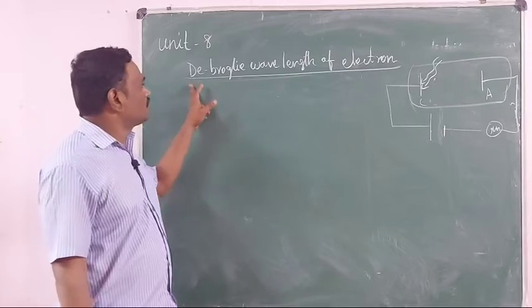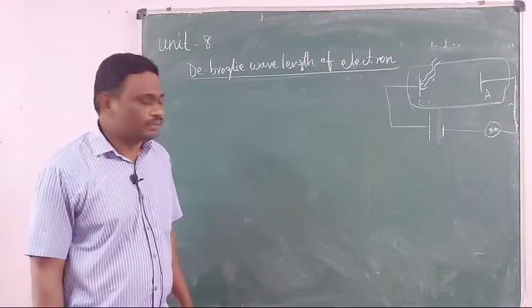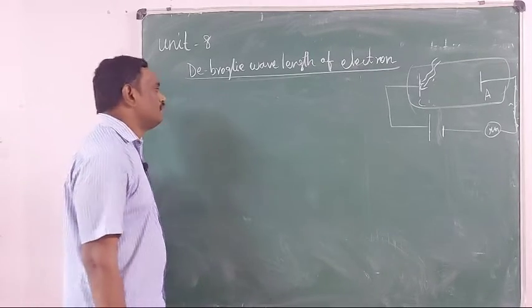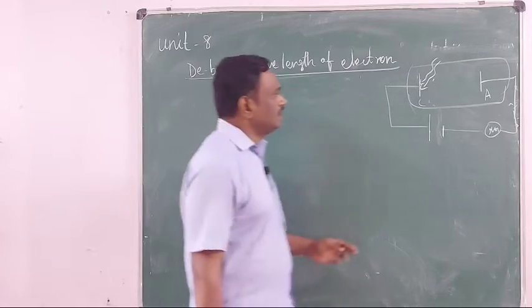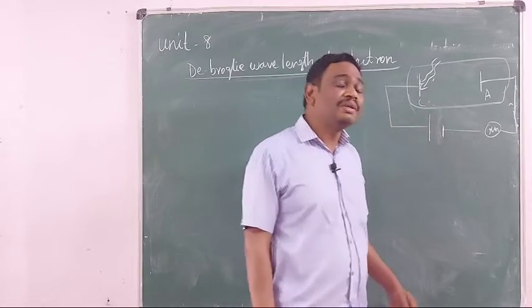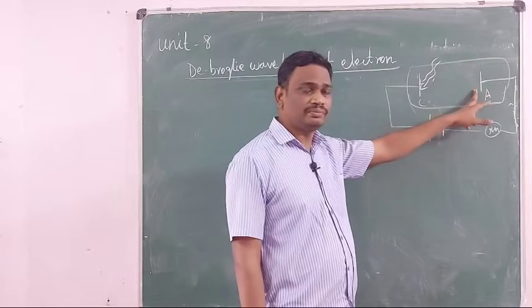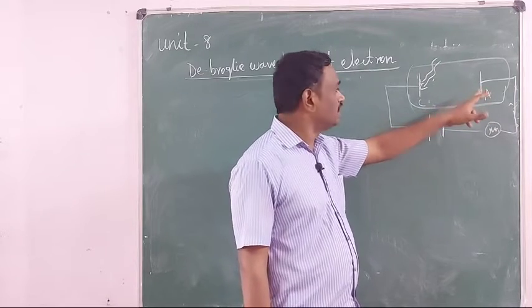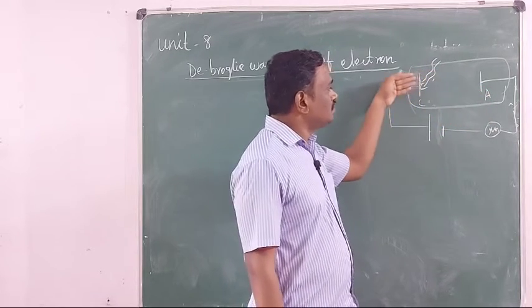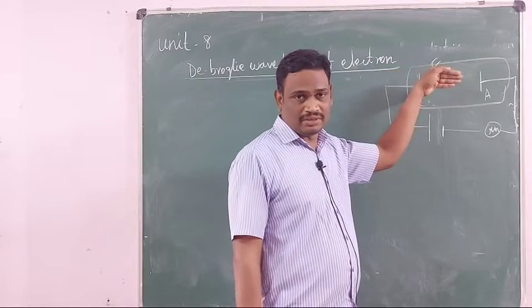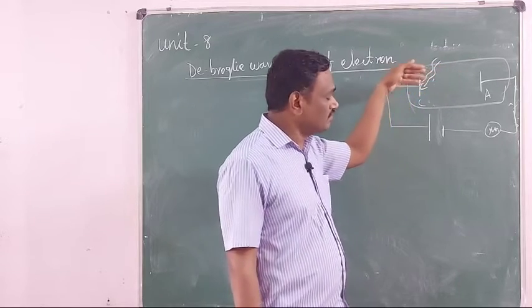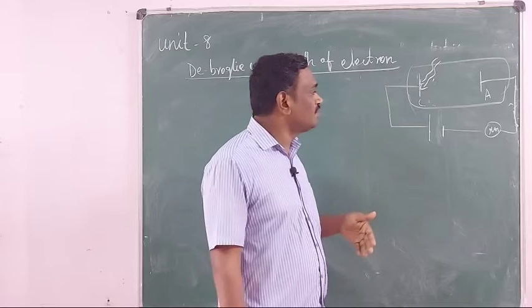Okay, the next topic is the de Broglie wavelength of an electron. See here, in the case of the photoelectric effect, when you apply a negative potential to the anode, for a particular potential we can stop the emission of photoelectrons, so that the photoelectric current will become 0. That potential is called the stopping potential.